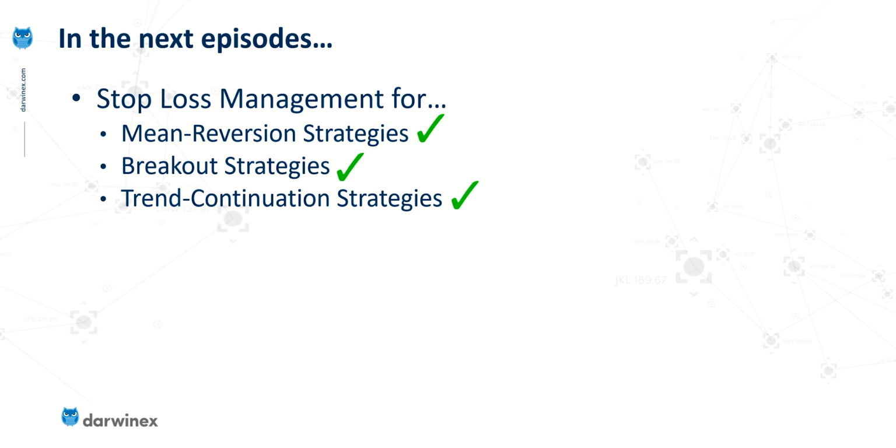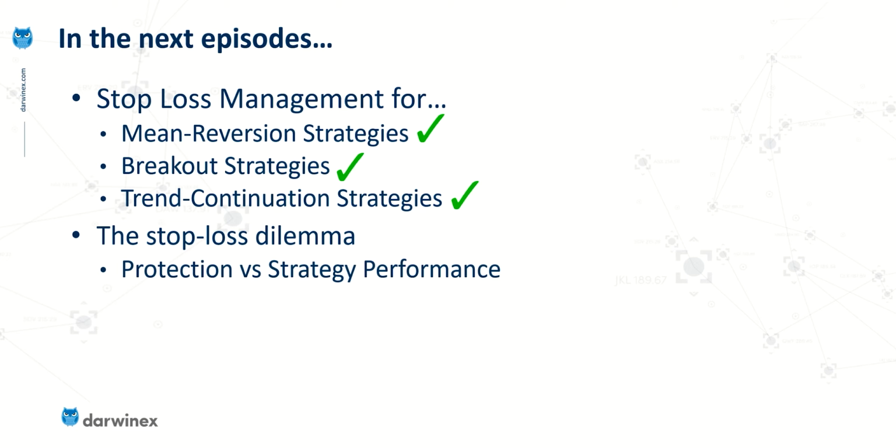In the next episode, I'm going to cover what I call the stop loss dilemma. But why do stop losses pose a dilemma to us? Well, it's because from an account protection point of view, we have to have a stop loss. We don't want those losses to get bigger and bigger with no strategy in place to get out of a position. So on the one hand, we need a stop loss. But on the other hand, stop losses affect the performance of many different types of strategy in a negative way.